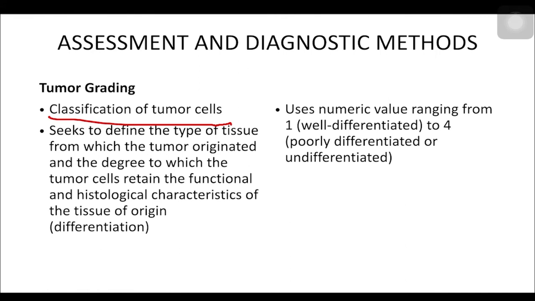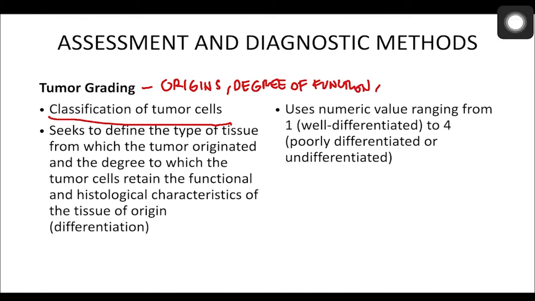Okay, so why do we have to check for this one? We have to trace the origins. Okay, so where it originated, to notify the degree of function, and to have histological characteristics.